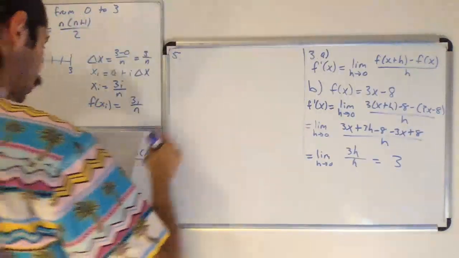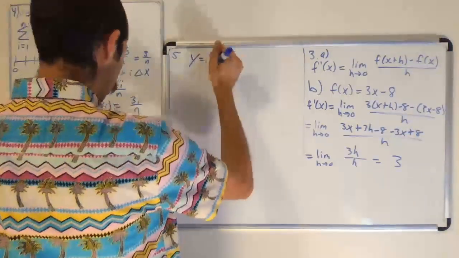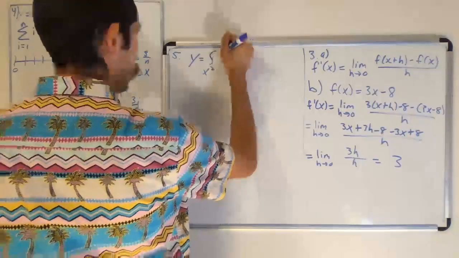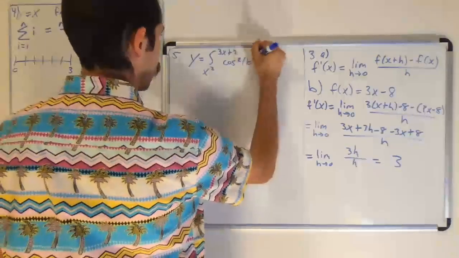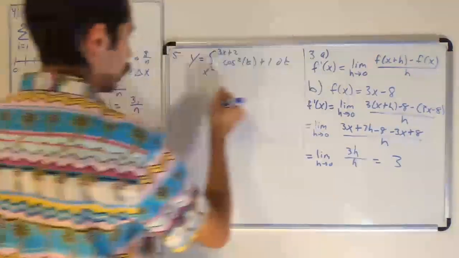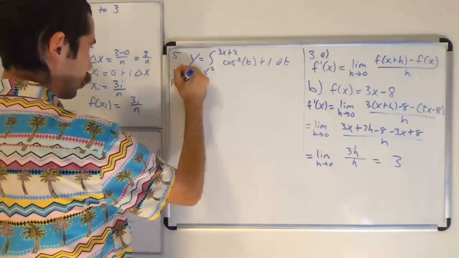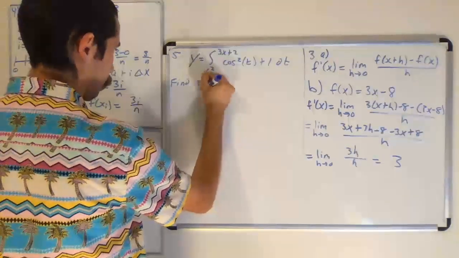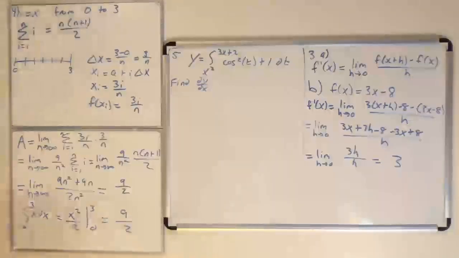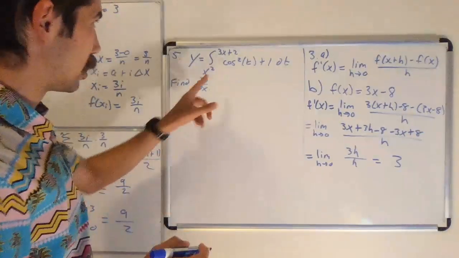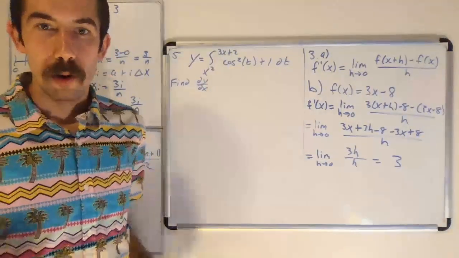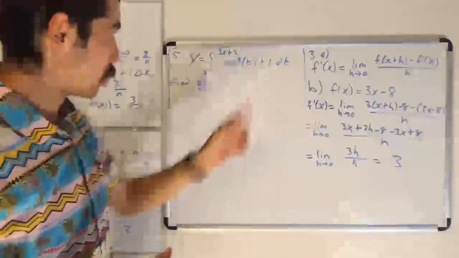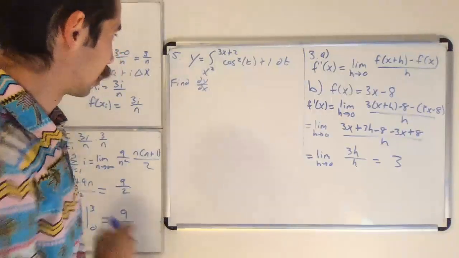Five says, let y equal the integral from x squared to 3x plus 2 of cosine squared t plus 1 dt. And we want to find dy dx. All right, so the way we do this is we're going to obviously use the first fundamental theorem of calculus. We should break apart our integral, though, so we can actually use the first fundamental theorem of calculus.